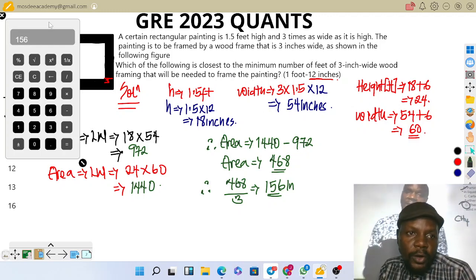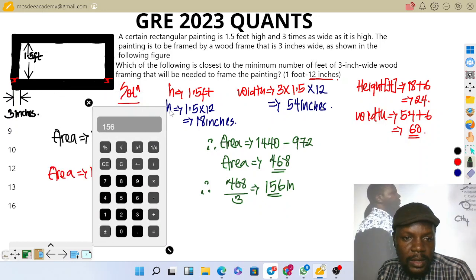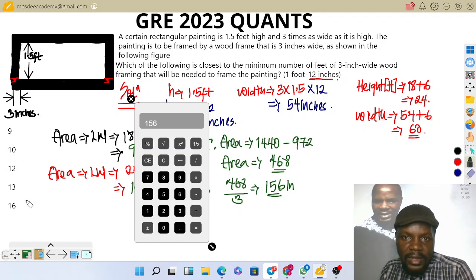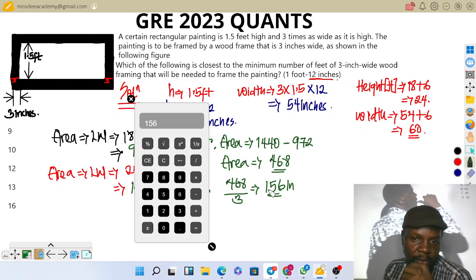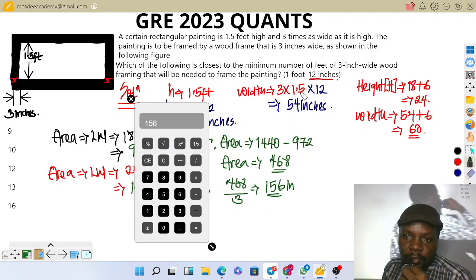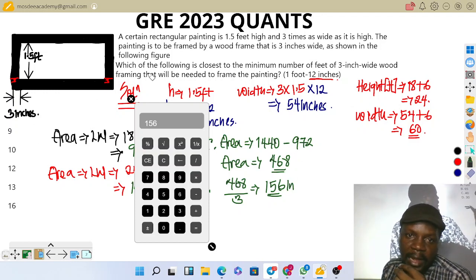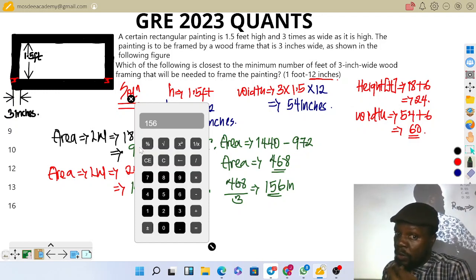Now, if you watch my answers carefully, these are the options provided. The closest answer here, all answers here are not in inches. They are in feet. So I have gotten my answer in inches. To convert it to feet, I'm going to divide this value in inches by 12, because I was asked to look for the one that is closest. That means I'm not going to get a whole number.